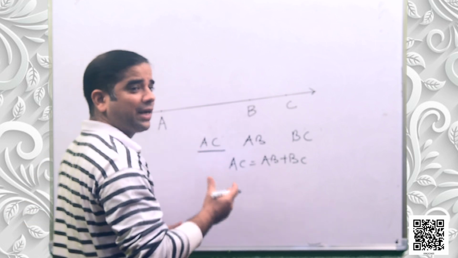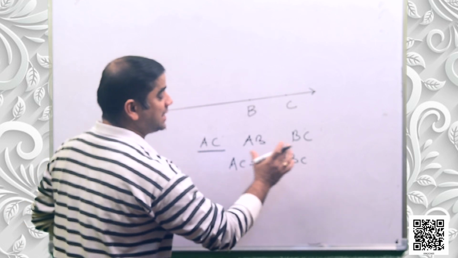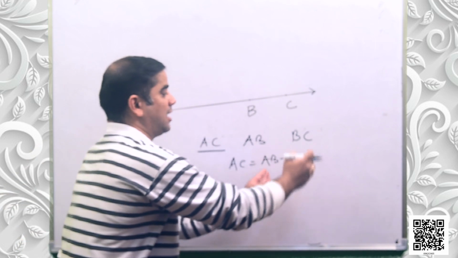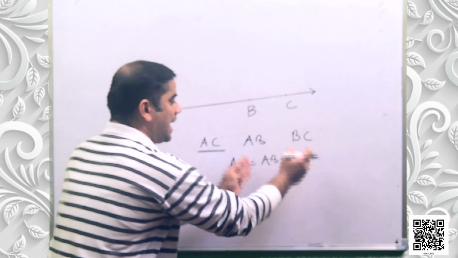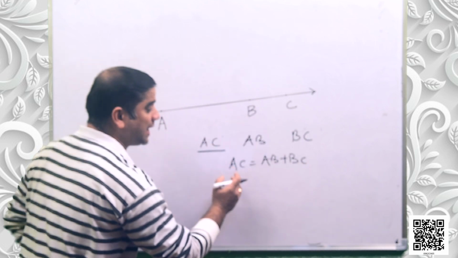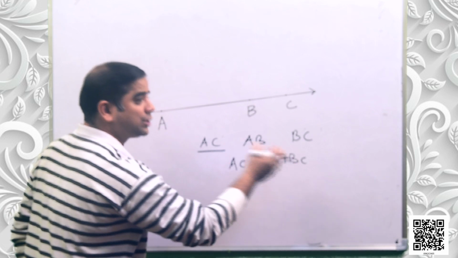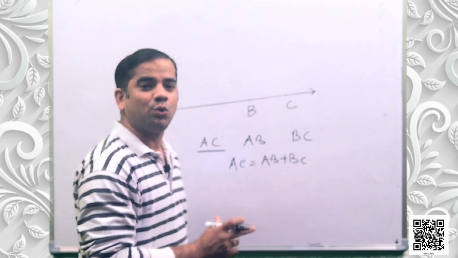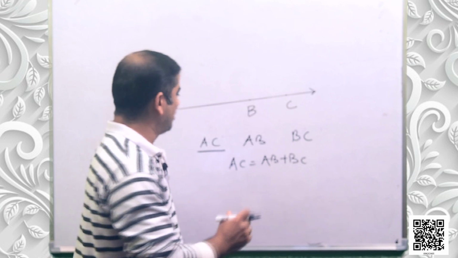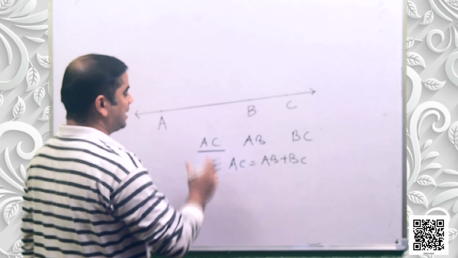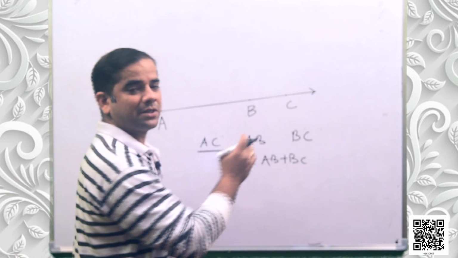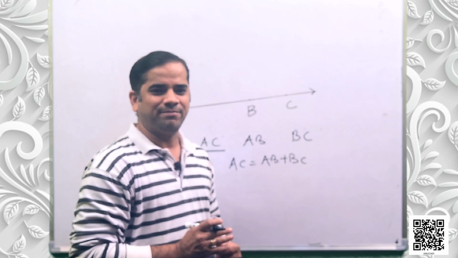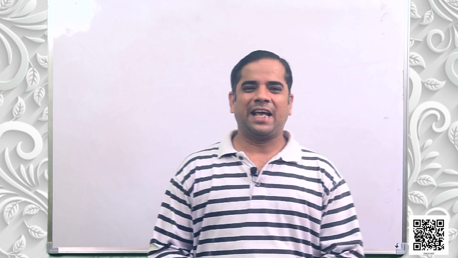But why can we say that AC is equal to AB plus BC? Because AB plus BC, which is a line segment itself, coincides with AC. That means these are two things which are coinciding with each other, so they are equal to each other, okay? So we can come to the conclusion that AC is equal to AB plus BC by using axiom 4 of Euclid.